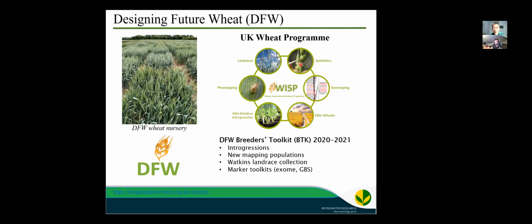They have a breeder's toolkit for many other years, but I'm just showing 2020-21, in which they try to bring new materials as new introgressions, new mapping populations that I will link with the ones that I work on. It's coming from this DFW, Watkins collections, one of the oldest collections in wheat, and also to make these markers available to the community, with exome capture, GBS.